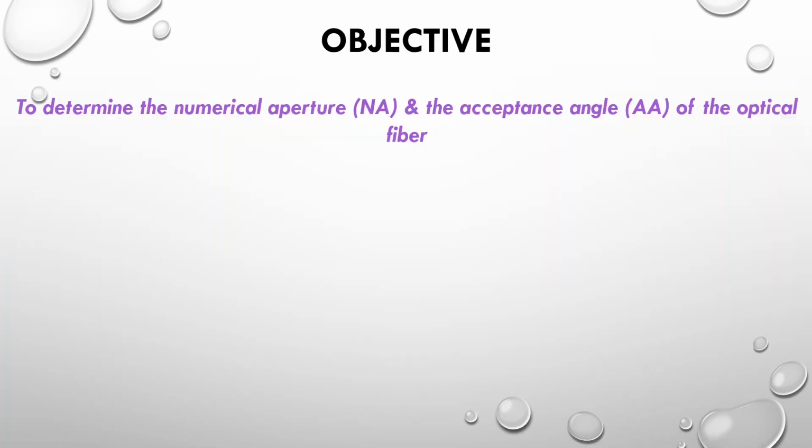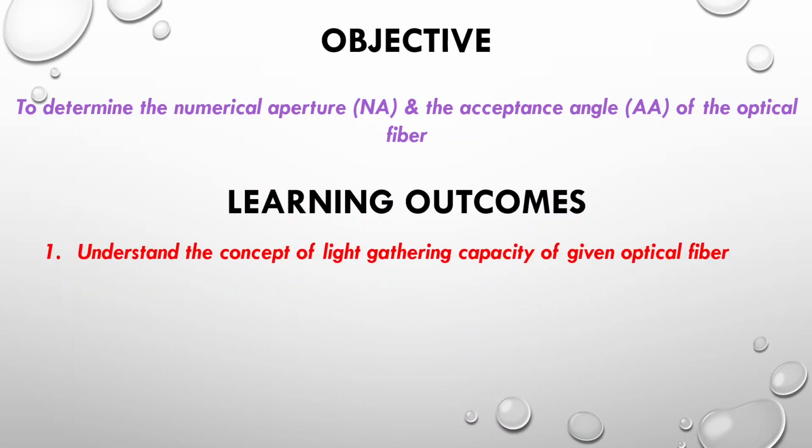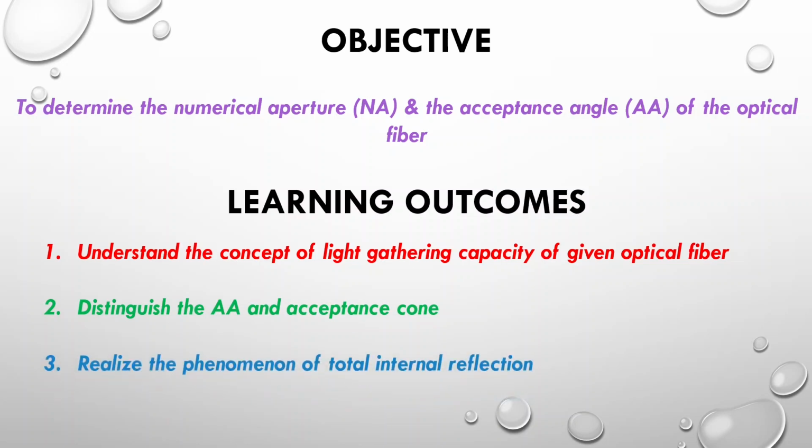The objective of this experiment is to determine the numerical aperture and the acceptance angle of the given optical fiber. And the learning outcomes are: understand the concept of light gathering capacity of given optical fiber, distinguish the acceptance angle and acceptance cone, and realize the phenomena of total internal reflection.